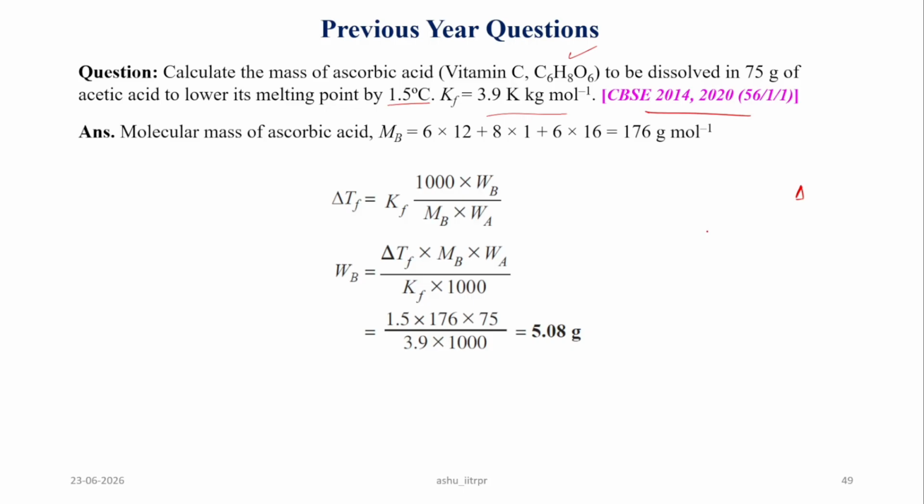From the formula, we can calculate the molecular mass. For C6H8O6 it comes out to be 176, which is the molar mass of the solute. Just put this entire information in the formula and you will get the mass WB, that means the mass of the ascorbic acid to be dissolved. It is 5.08. This question has been asked many times in board and compartment exams.